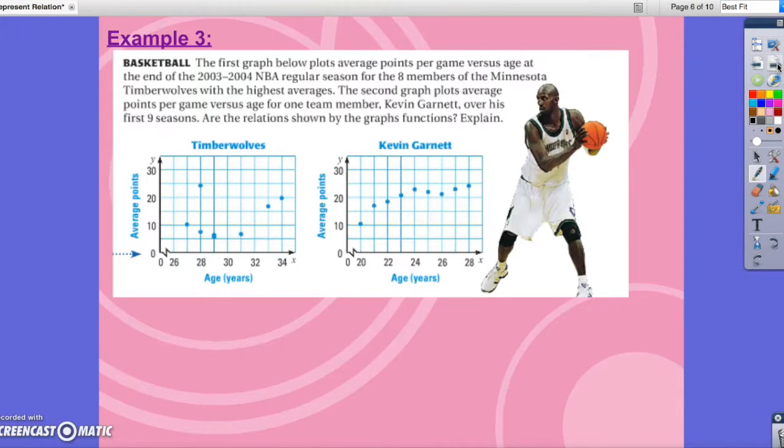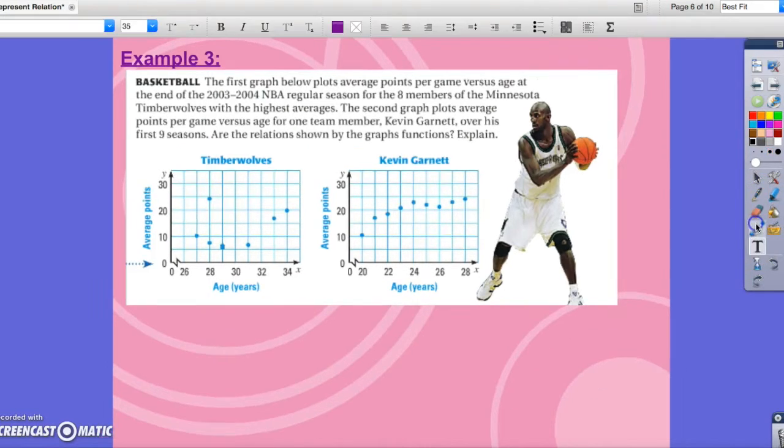Okay, so let's look at this next one. It's the word problem, and I'll read it out loud. We're going to talk about whether or not they're functions, the graphs, just by looking at them using that vertical line test. So, the first graph below plots average points per game versus age at the end of the 2003-2004 NBA regular season for the 8 members of the Minnesota Timberwolves with the highest averages. The second graph plots average points per game versus age for one team member, Kevin Garnett, over his first 9 seasons. And there he is off to the right. Are the relationships shown by the graphs functions? Explain. See what you can come up with first.